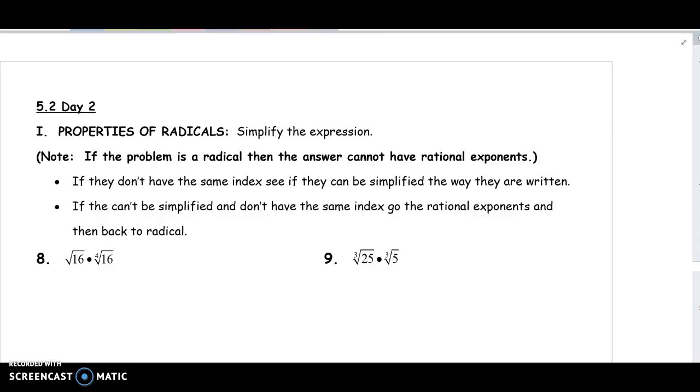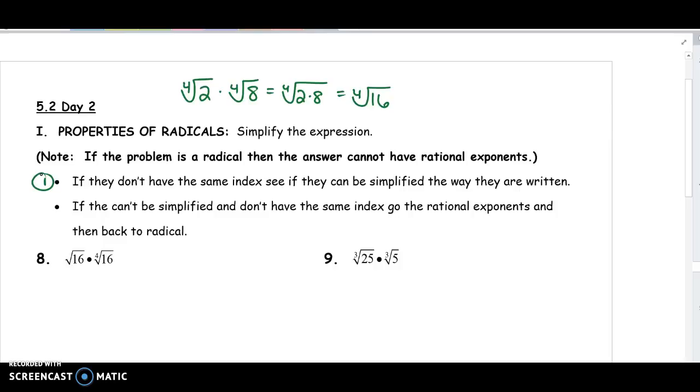Our first strategy. In number 8, we have the square root of 16 times the 4th root of 16. If they have the same index, say we have the 4th root of 2 times the 4th root of 8, you can combine them and end up with the 4th root of 16. If they don't have the same index, you can't combine them. So our first strategy, if they don't have the same index, see if they can be simplified the way they are written.